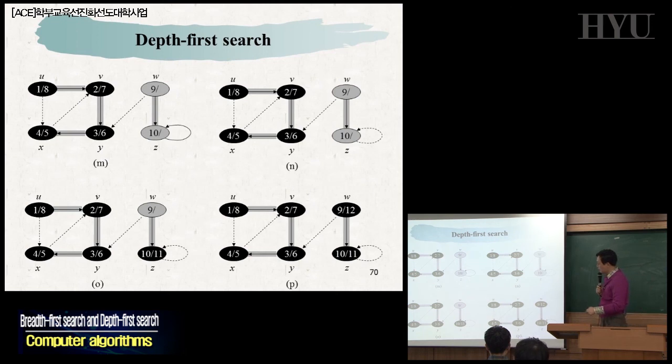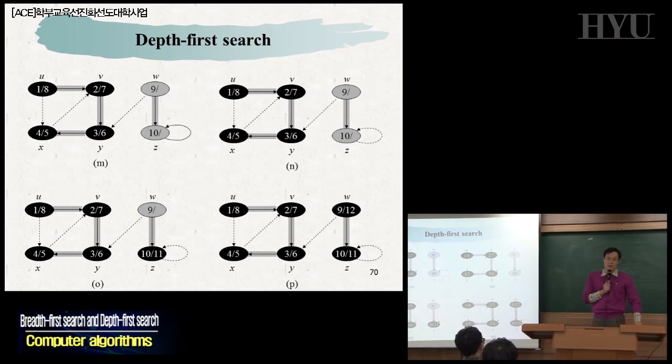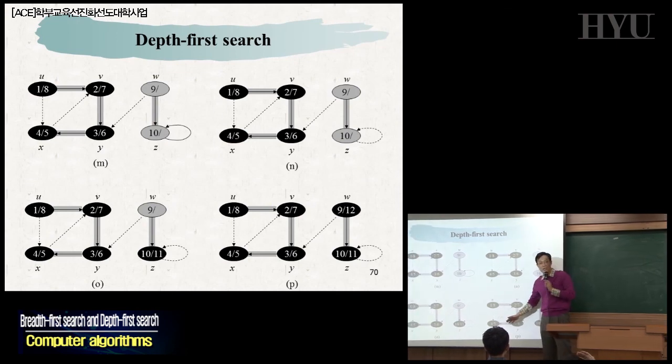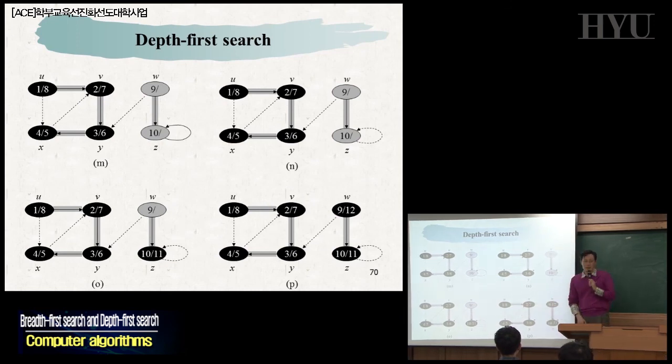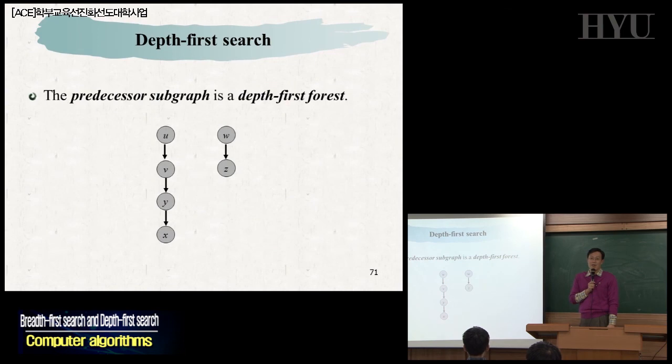And look at these edges. The shaded edges are edges used to find vertices, and the dashed edges are useless edges. So in the breadth first search, we said these are tree edges and others are non-tree edges. It is true here too. These are tree edges, and the dashed edges are non-tree edges. But there is a difference. The predecessor subgraph is not a tree. It's a forest. Why?